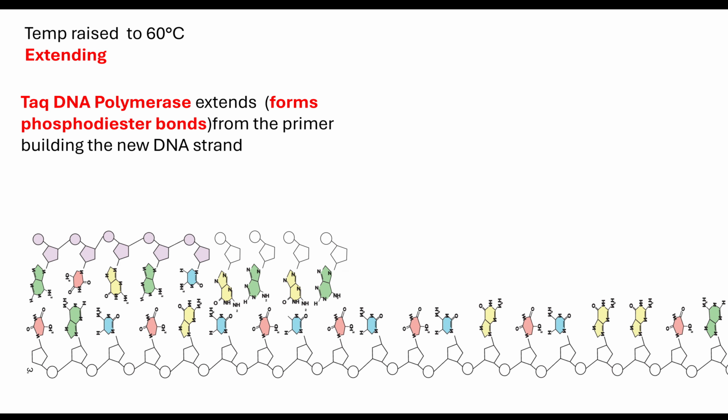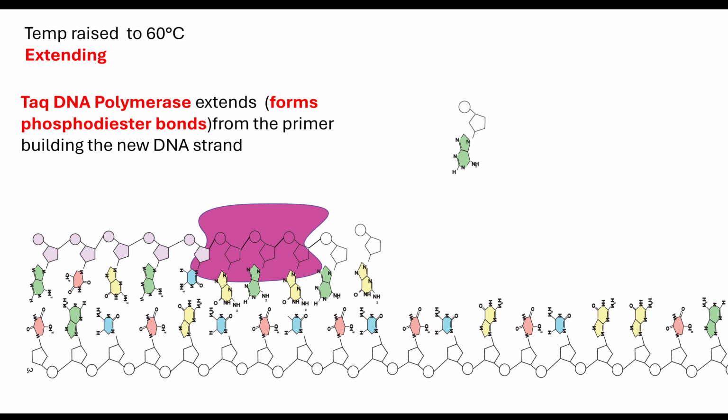And then what we're going to do is we're then going to extend, because the key thing to note is we need a primer because DNA polymerase cannot form phosphodiester bonds off of nothing. So the primer needs to be there so that we can then extend to make these fragments. So what we do is we use a Taq polymerase. Now this is a polymerase that comes from a prokaryote that can withstand higher temperatures. So we've raised the temperature back up to 60 degrees C and we extend.